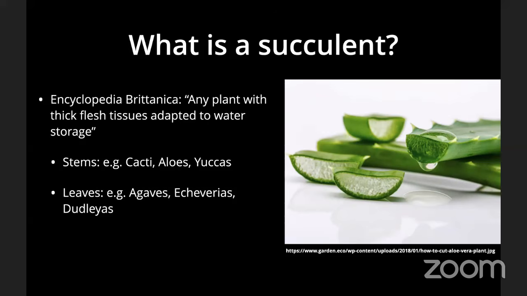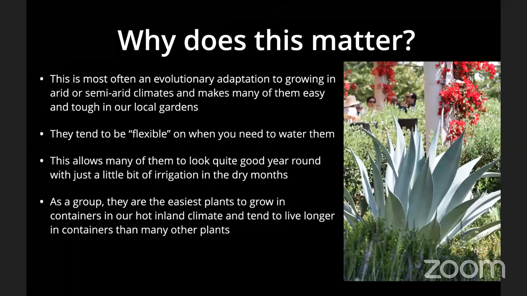The leaves are aloes, agaves. Agaves don't seem as liquid filled as aloes do, but those big thick leaves are water storage devices. And then some of the smaller, fleshier, softer succulents like echeverias and dudleas. And we'll look at examples of all of those later on. But they have adaptations for water storage.